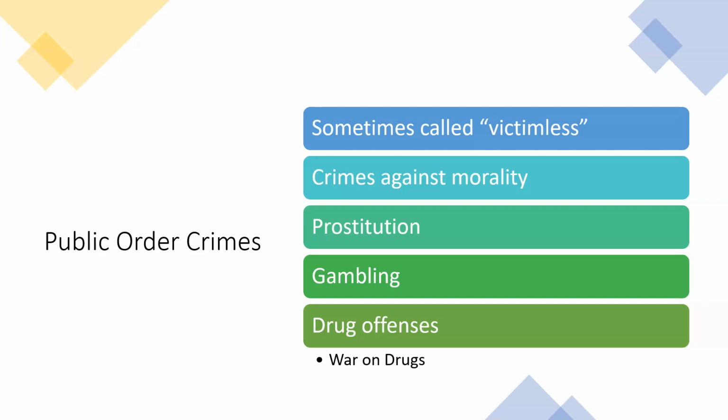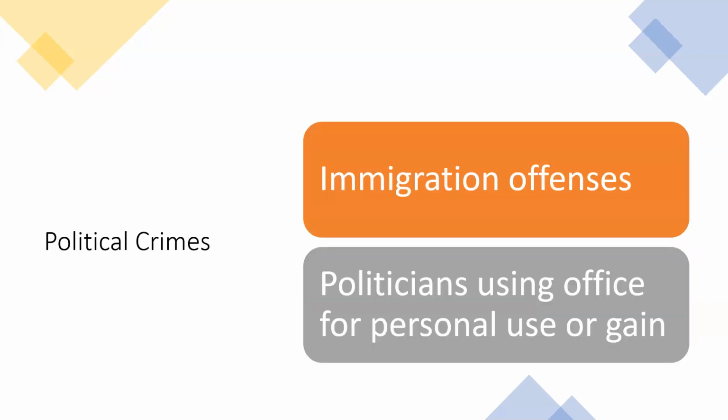In the 1980s, Nancy Reagan and Ronald Reagan launched the war on drugs. It was unfortunately completely unsuccessful, and we are still absolutely struggling with the sales, distribution, and death involved with the drug trade. Political crimes, immigration offenses, and then politicians using their office for personal use or gain. This is unfortunately also very common.